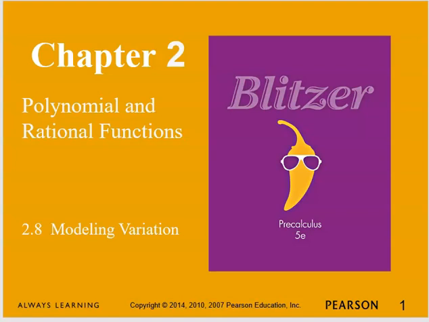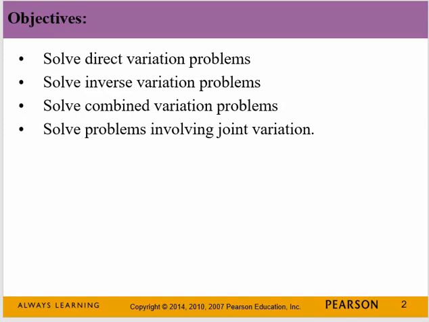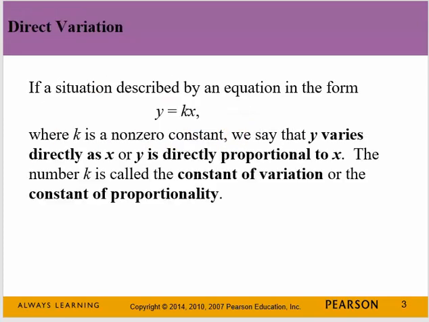As we wind up now, Chapter 2, Topic 2.8, Modeling Variations. These are the objectives. There's basically four types: direct variation, inverse, combined, and joint. And we'll give examples of each type.